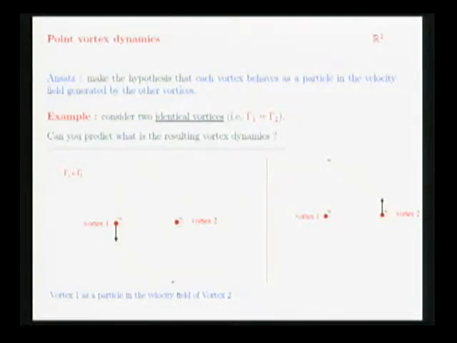Now, just by this ansatz, what will be the dynamics of two identical vortices? So now I consider vortex 1 as the particle in the field of vortex 2, so this will make it turn around. And at the same time, vortex 2 is a particle in the field of vortex 1. This makes it go around. The combination is just a rotation.